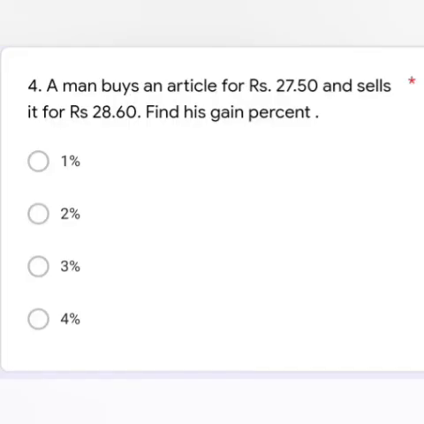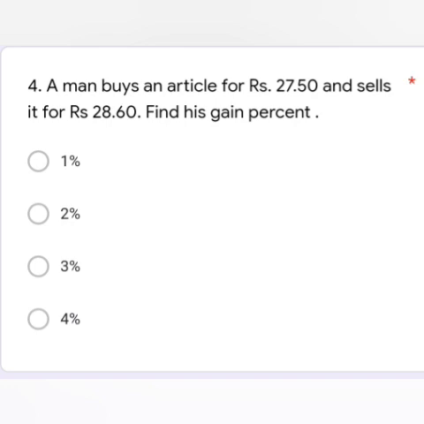Now see question number 4. A man buys an article for rupees 27.50 and sells it for rupees 28.60. Find the gain percentage. Children, see here, he has bought at less amount and sold it at more amount. So the difference between 28.60 and 27.50 is your gain.